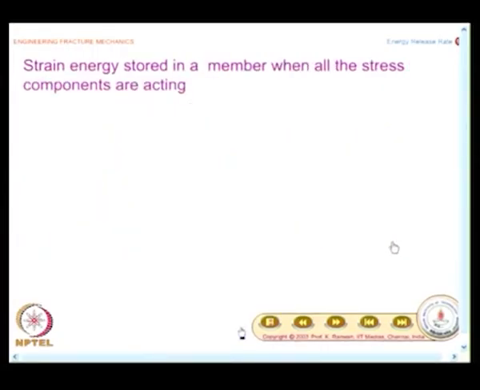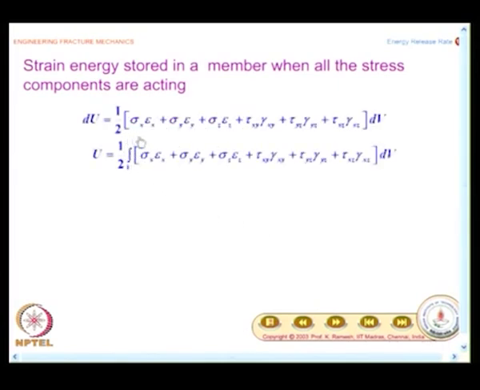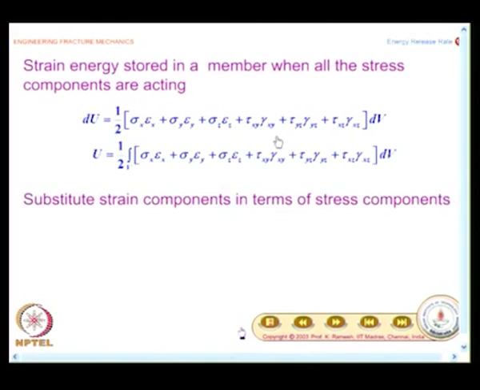Now, we have seen it for individual stress magnitudes. Suppose I have a combination of the stresses, then I can easily write the final expression as 1/2 of sigma x epsilon x plus sigma y epsilon y plus sigma z epsilon z plus tau xy gamma xy plus tau yz gamma yz plus tau xz gamma xz, all multiplied by dV.